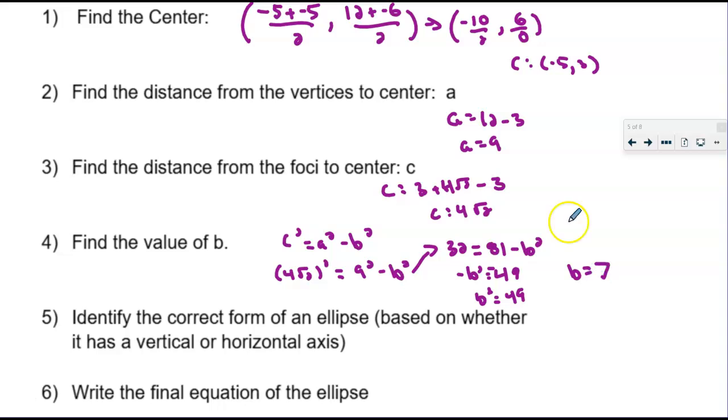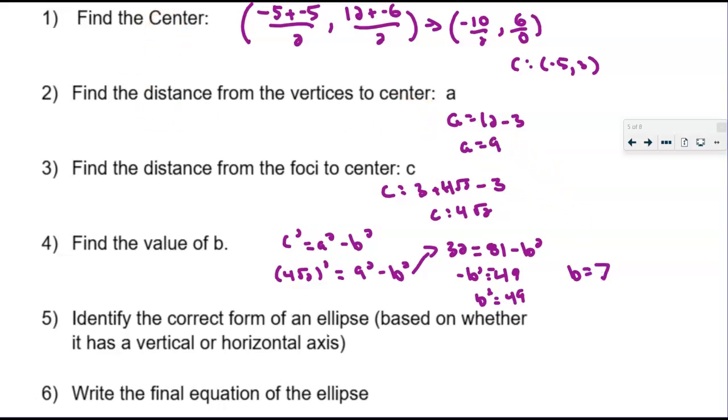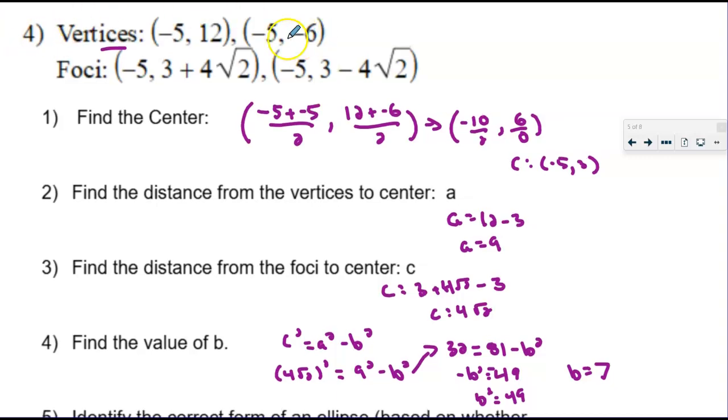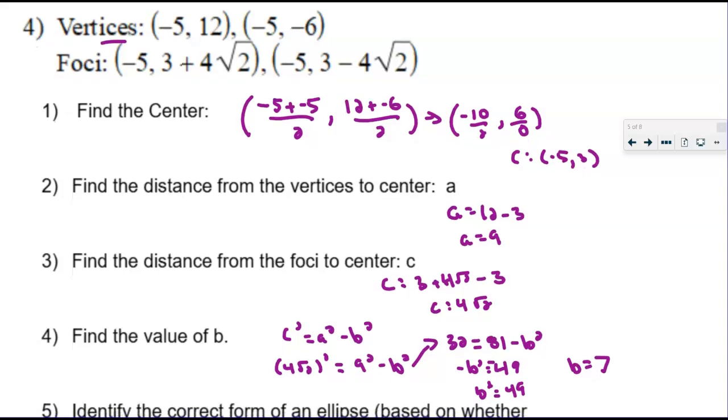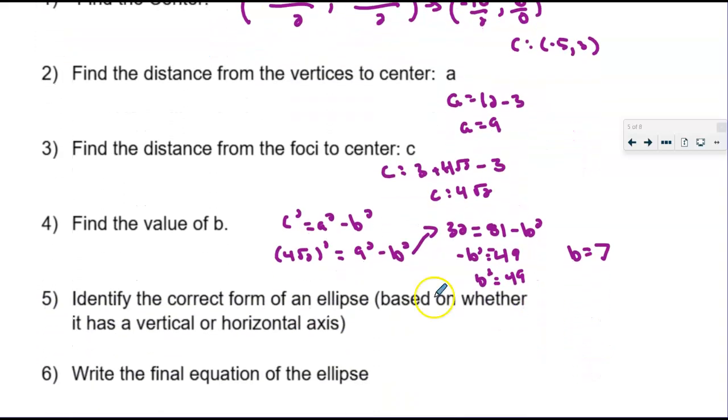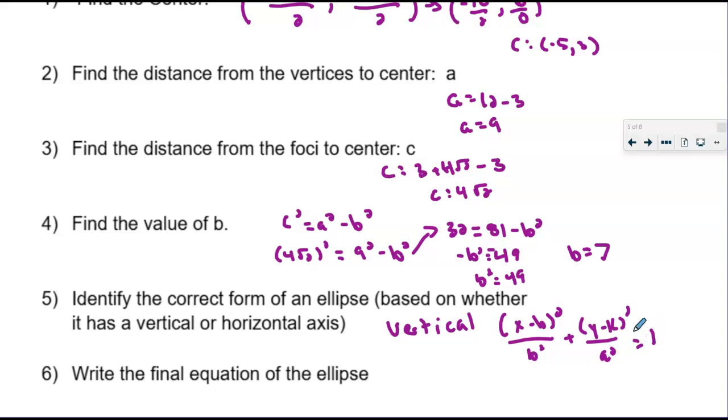Okay? So we still have to figure out what type of axis this has. So we always look at the vertices and see what changes. In this case, it looks like the y values are changing. So this means that it does have a vertical axis. And that's just going to be x minus h squared over b squared, plus y minus k squared over a squared equals 1, because it's vertical, because the y values are changing in the vertices.